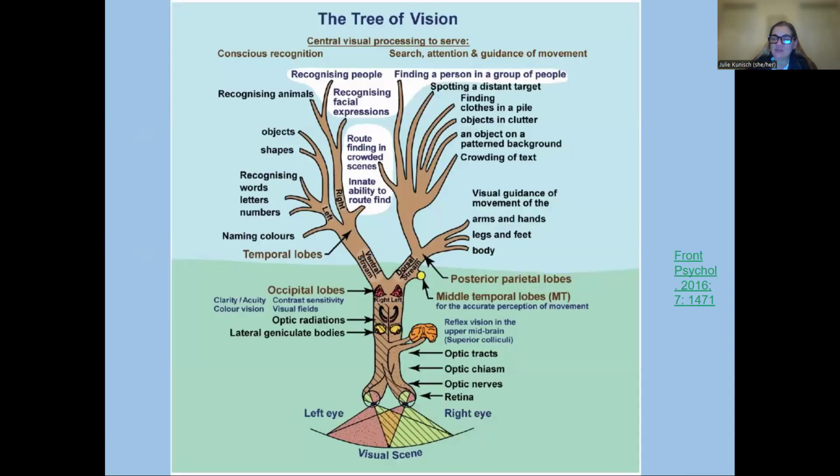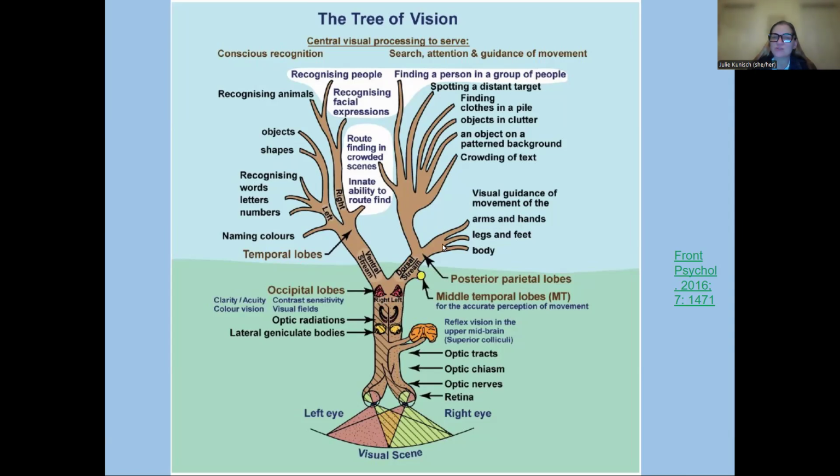I really like this picture here. Hopefully, if you're a visual person, this helps. Here's the eyeballs down here in the roots. Here's the visual fields, right? Right eye, left eye. Here's the optic nerve. There's a little brain, and that's the midbrain. There's the lateral geniculate bodies. Here comes the optic radiations and the optic lobes. Here goes the dorsal stream and then the ventral stream.